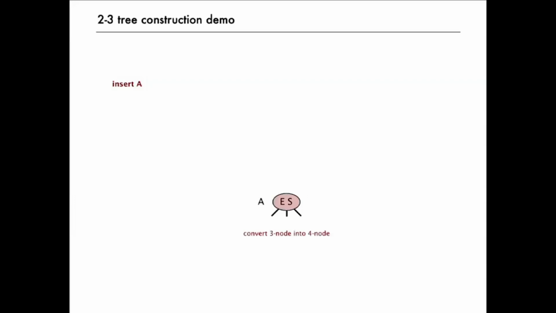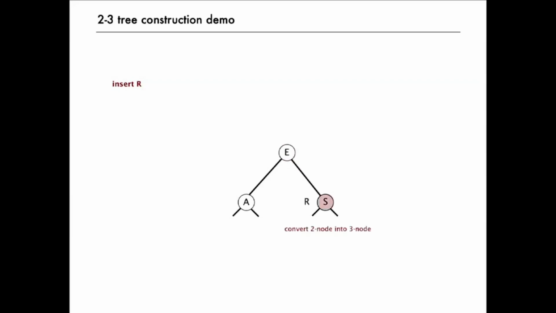Inserting A into that, we convert that 3 node into a temporary 4 node, but then we need to split that 4 node, moving E to the parent, and that creates a new root node and increases the height of the tree by 1, but now that's a legal 2-3 tree, so we stop. Insert R into that, it goes to the right of E, convert into a 3 node. Now insert C into that, goes to the left of E, has to be joined with A into a new 3 node. Again, that's a legal 2-3 tree, and we stop.